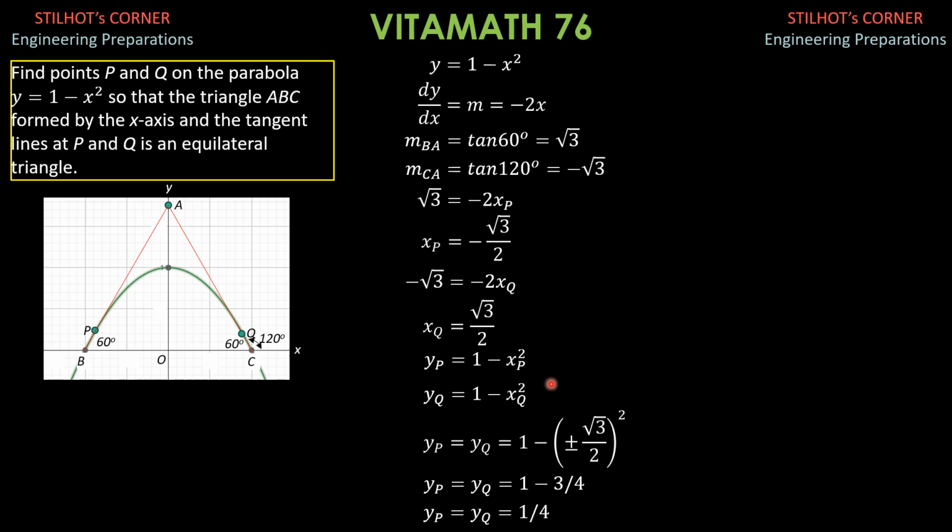We have now found P and Q. So point P would be at negative square root of 3 over 2 comma 1/4, while Q is at positive square root of 3 over 2 comma 1/4.